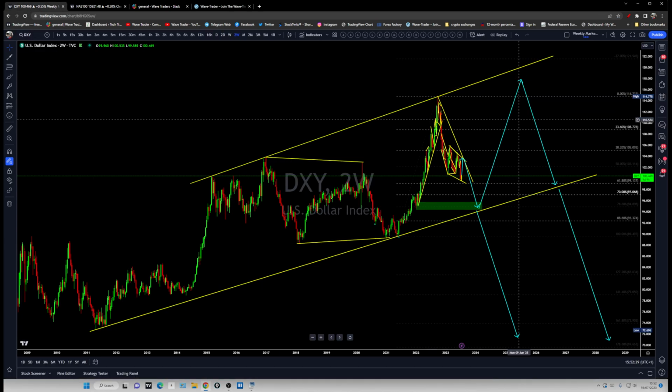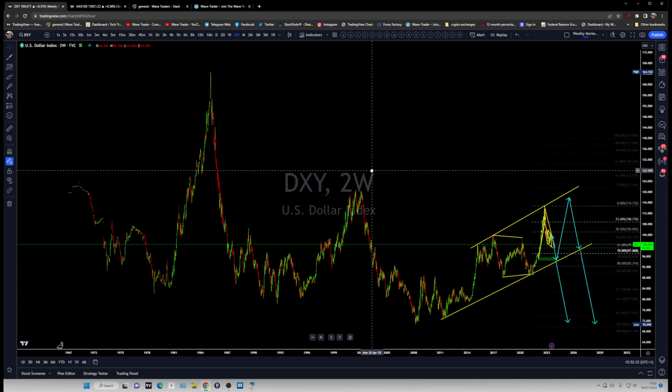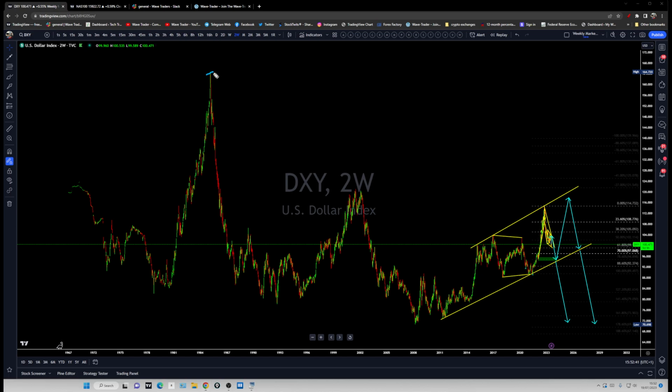If I look at this weekly chart, this is the dollar index. If I look at this 2-week chart, in 1984 we saw tremendous strength and then a drop. Then again in 2000, tremendous strength and then a drop. We saw the dot-com bubble in 2000 and then it went lower. Again in 2008, we saw tremendous strength and then a drop. And since 2011, we have had tremendous strength on the dollar.